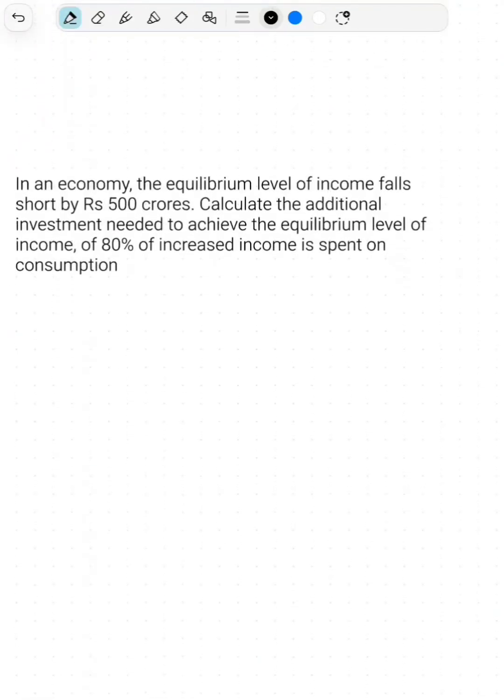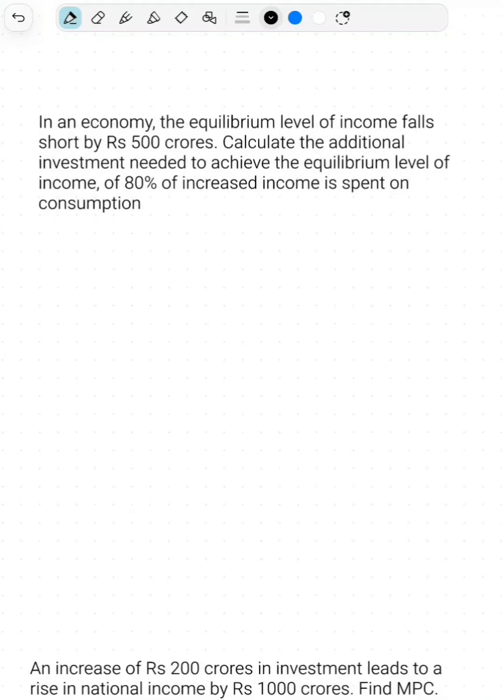Next, in an economy, the equilibrium level of income falls short by 500 crores. Calculate additional investment needed to achieve the equilibrium level of income if 80% of increased income is spent on consumption. So this is not 'of', this is 'if'. So the question says in an economy, the equilibrium level of income falls short by 500 crores.